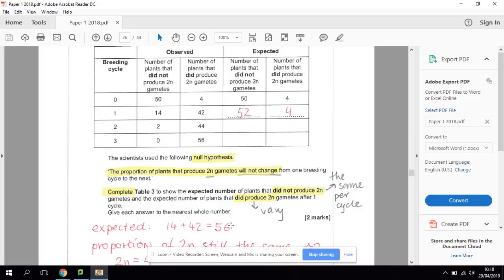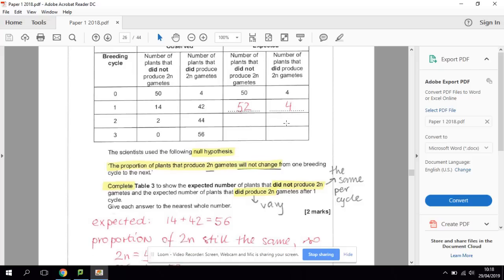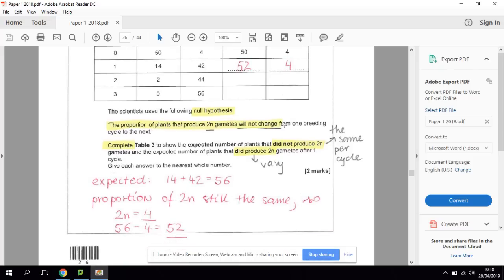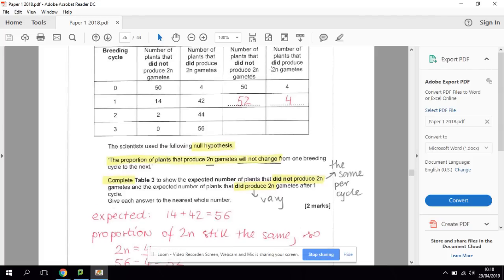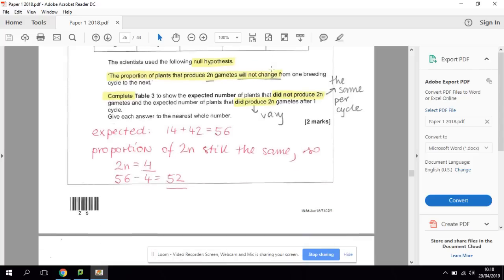Okay, so 56 is the total that we can play with, and we need to use that to work out the expected values. We did work out that the ones that produce 2N are going to stay the same, so we can take them away. So 56 minus 4, because they won't change, gives you 52. And this is how we're going to complete our table. So the one that did not produce 52, the one that produced 4.